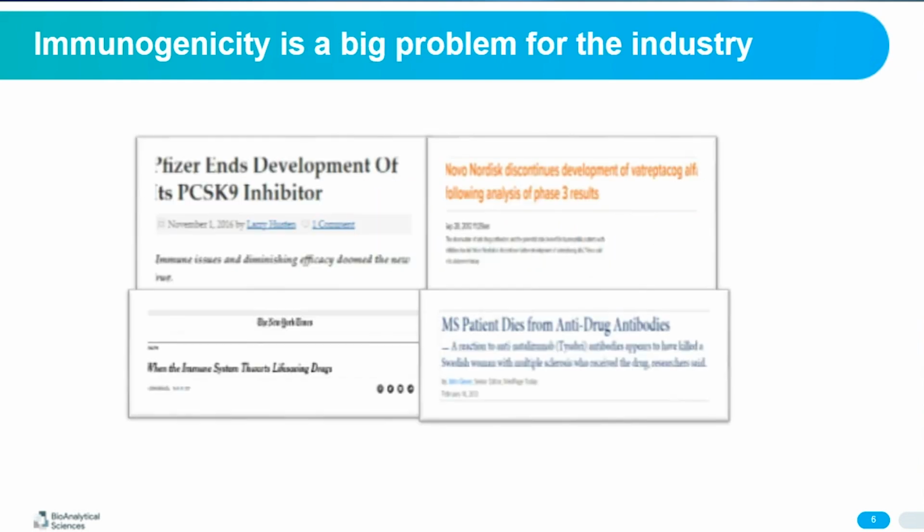In this slide, there are several examples of how immunogenicity had substantial consequences on drug development, leading to reduction in safety or efficacy of the biotherapeutic and causing, in some cases, early termination of the molecule. And as such, immunogenicity may be a big problem for the industry.